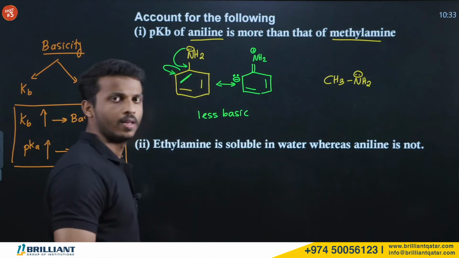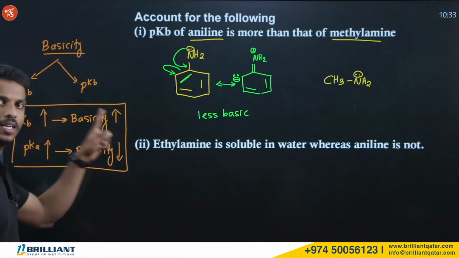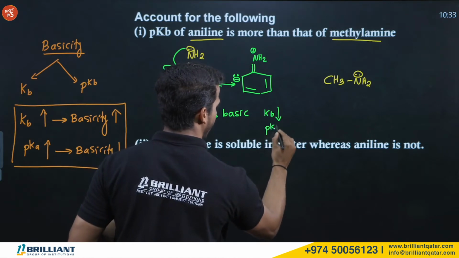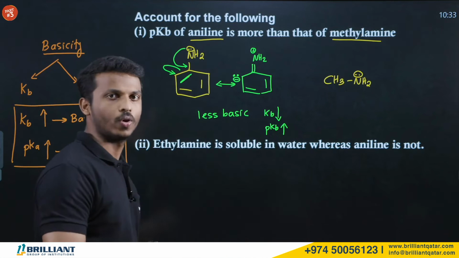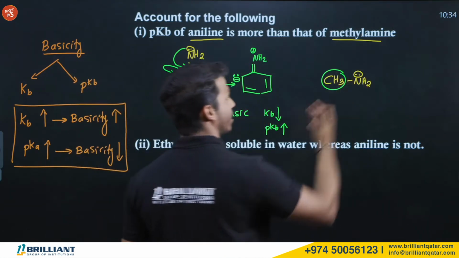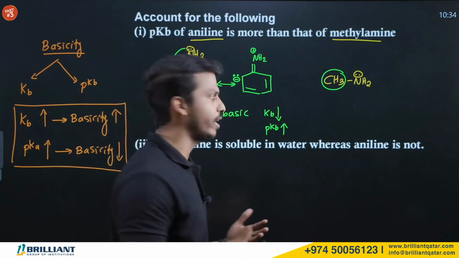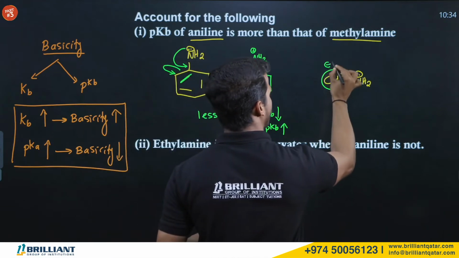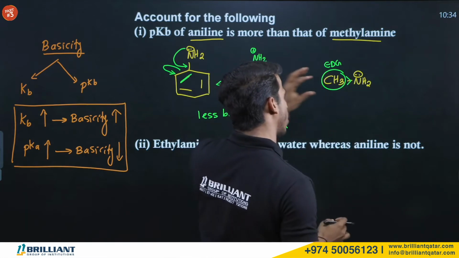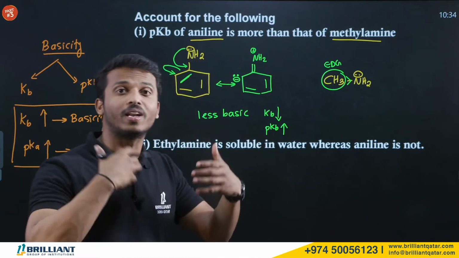Less basic means what, dear student? I told you, Kb value greater, basicity greater. So less basic means Kb value lesser, pKb value greater. Yes or no? Then what about methylamine? Dear student, in methylamine the alkyl group is connected to nitrogen, where resonance is not possible. And one more reason, you know, alkyl groups are electron donating groups. If an electron donating group is present, it will give more electrons towards nitrogen and the nitrogen becomes richer in electrons. They can donate electrons fast.